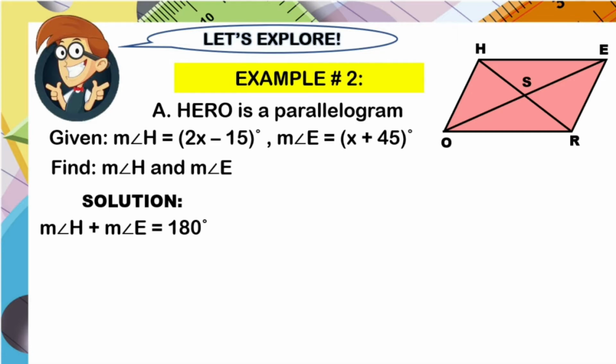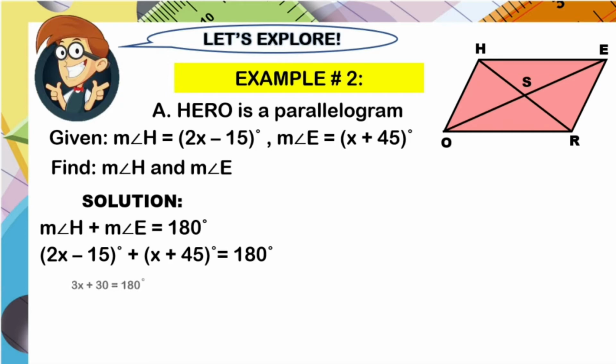To solve the given problem, we substitute the value of measure of angle H and measure of angle E to the equation angle H plus angle E equals 180 degrees. Thus, we have 2x minus 15 plus x plus 45 equals 180.